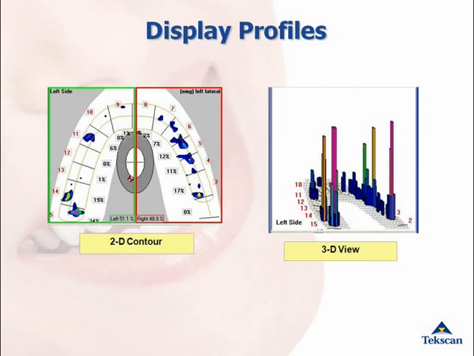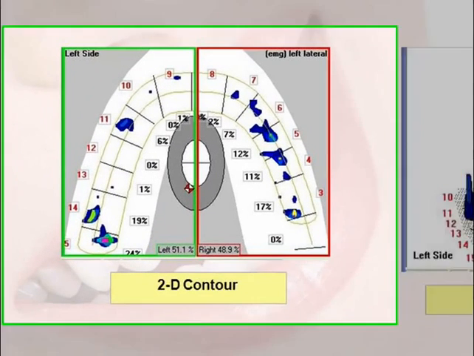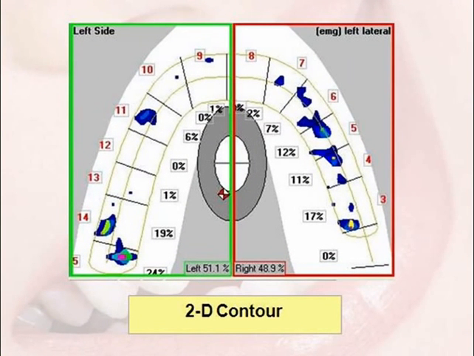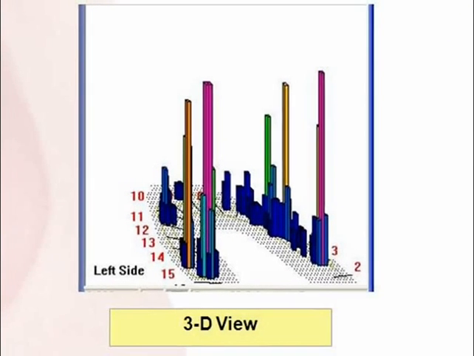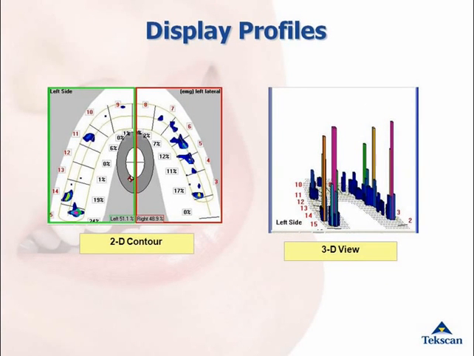T-Scan displays the data in many different ways. As you can see in this example, there's a 2D contour view that most closely resembles articulating paper marks. There is also a 3D view, which is a great tool for patient education because you can see the height of the column correlating with the intensity of the force.